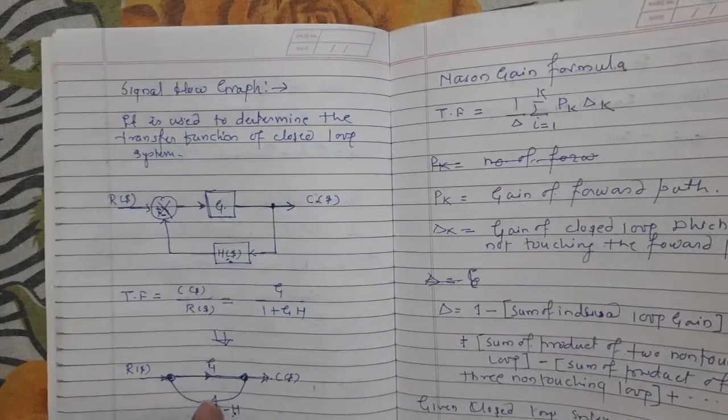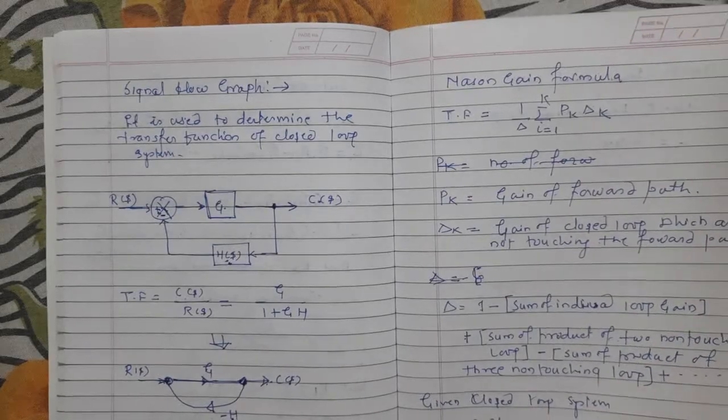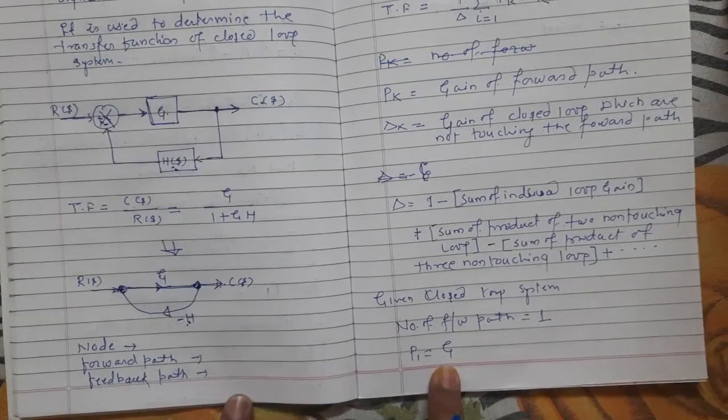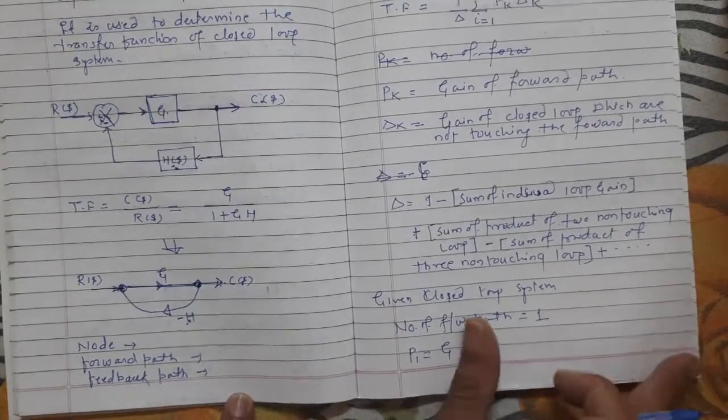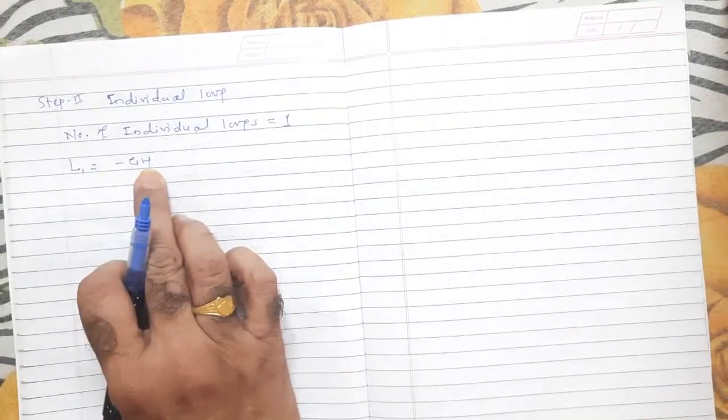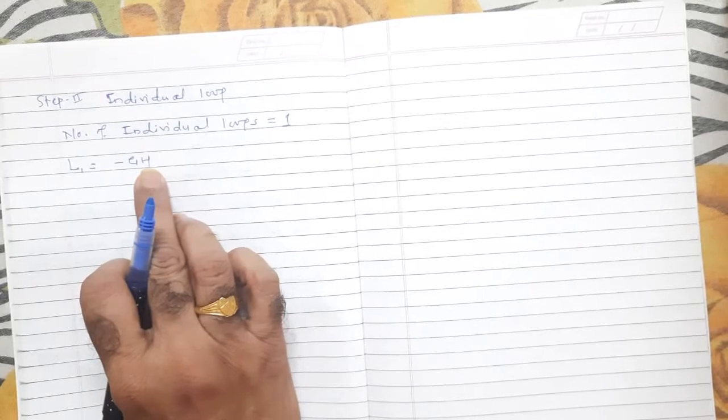Now the loop gain we know, the path gain we know, forward path gain we know. Forward path gain P1 is equal to G. And for this loop, the loop gain is calculated as minus G into H.